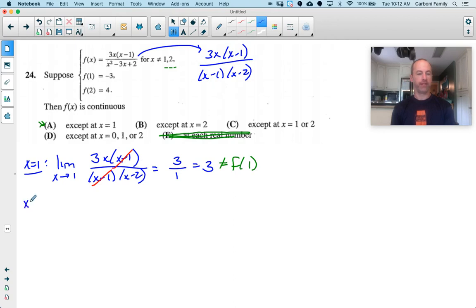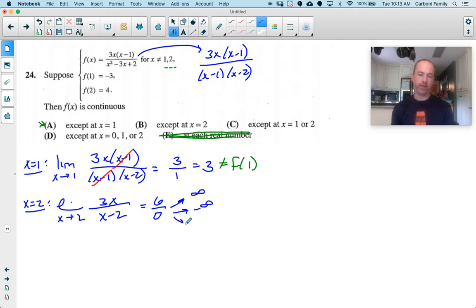And so now if x is equal to 2, we need to find the limit as x approaches 2. And so this one is interesting. I'm going to go ahead and use the reduced version, 3x over x minus 2. And if I try to plug in 2, I will get 6 divided by 0, which, if you are divided by 0, this could be going to infinity, negative infinity, or if both sides are going in different directions, you would say does not exist.